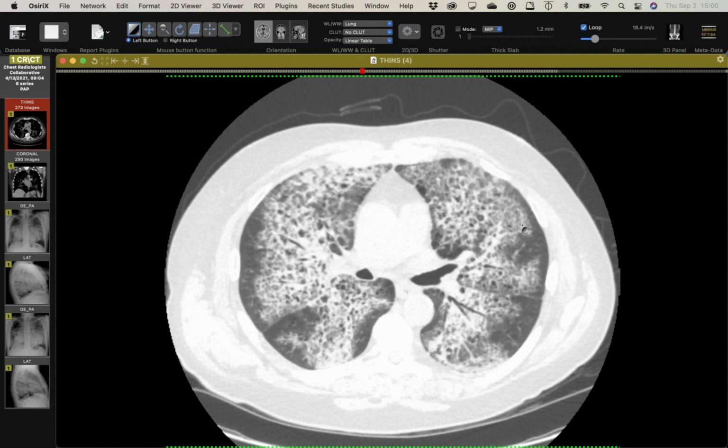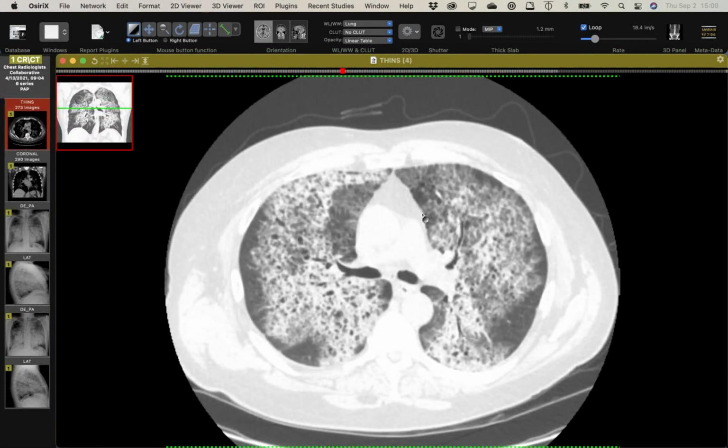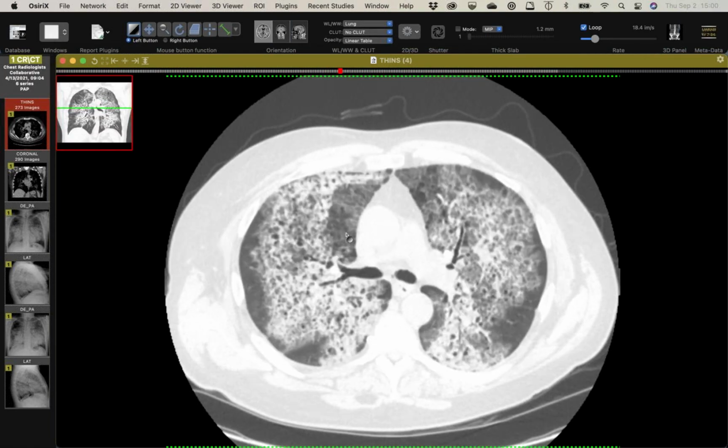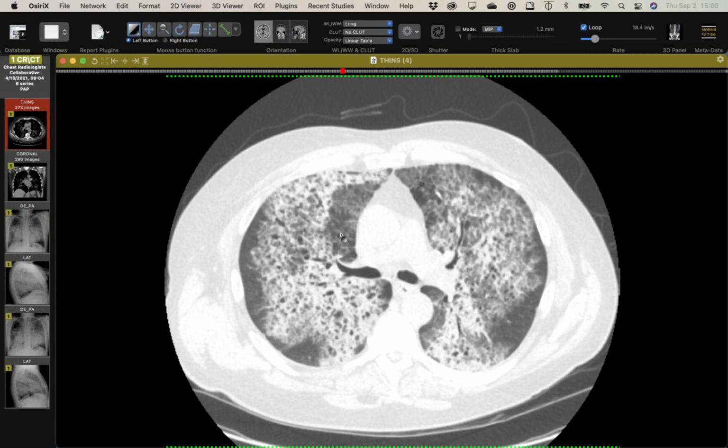And I haven't seen many cases that vary from the typical crazy paving geographic. I don't know how to explain these holes in the lung, and the pathologist didn't really have much to say. It was a transbronchial biopsy. So I'm curious if anyone else has seen anything like this.